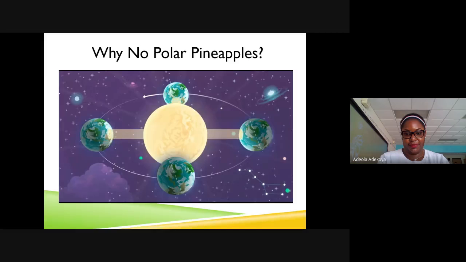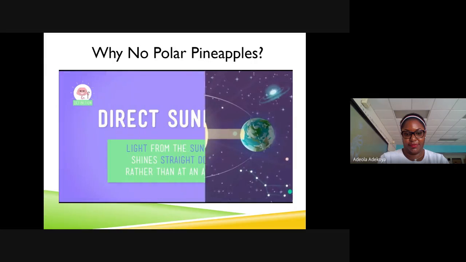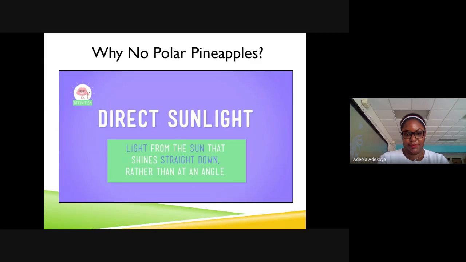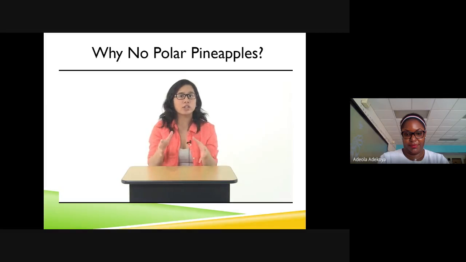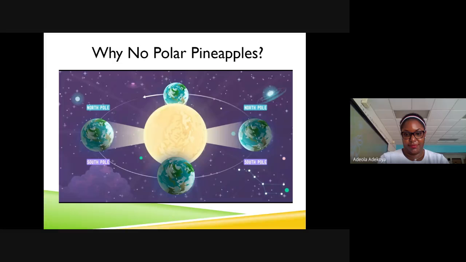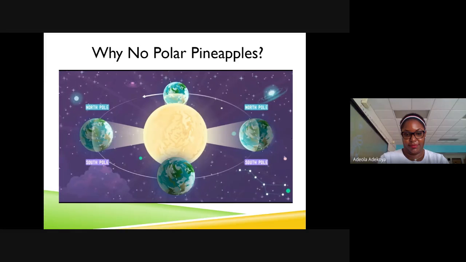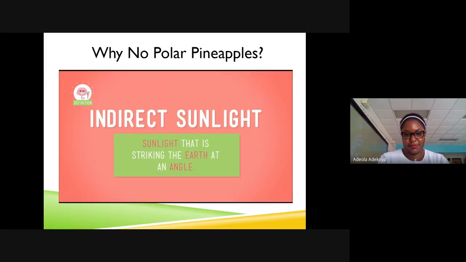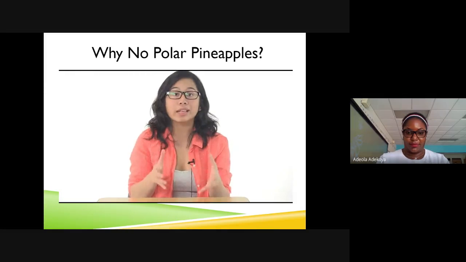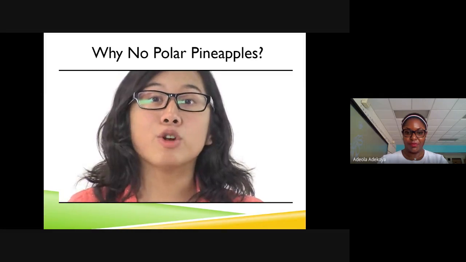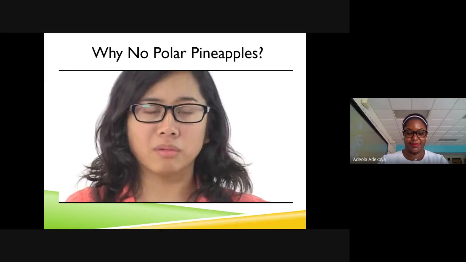Some parts of the Earth, specifically near the equator, get a lot of direct sunlight, or sunlight that beams straight down instead of at an angle. Direct sunlight is pretty intense and hot, so the areas around the equator are warm all the time. Now, the opposite is true for the poles. They get a lot more indirect sunlight, or sunlight that strikes the Earth at a shallow angle all year long. And angled rays are a lot weaker, so they're less warm. And this explains why there are no pineapples at the South Pole. How?